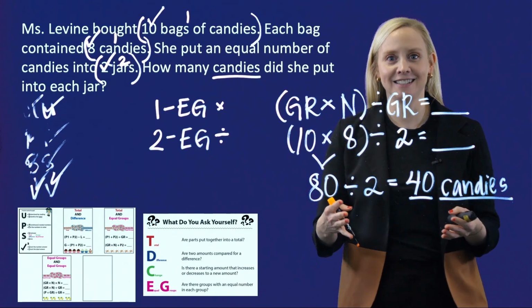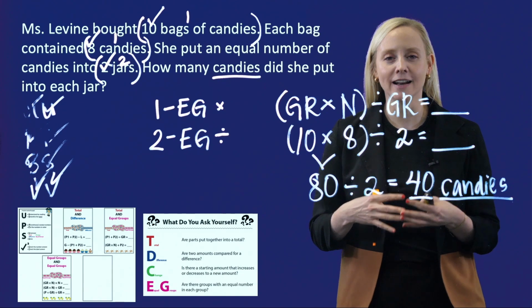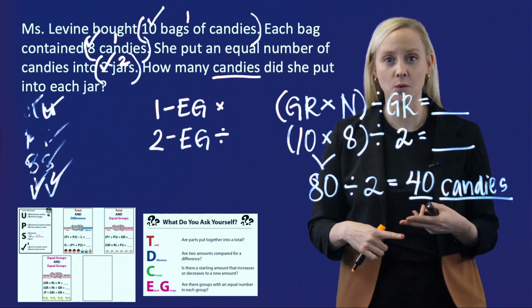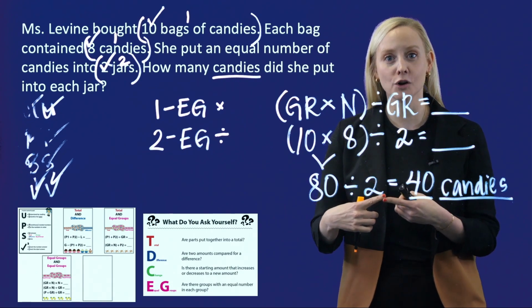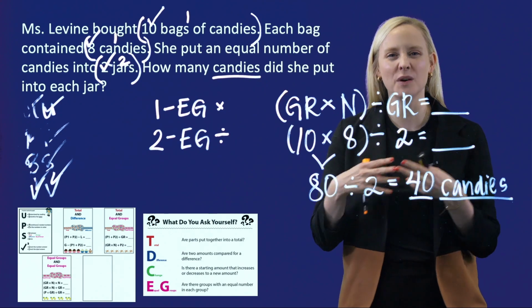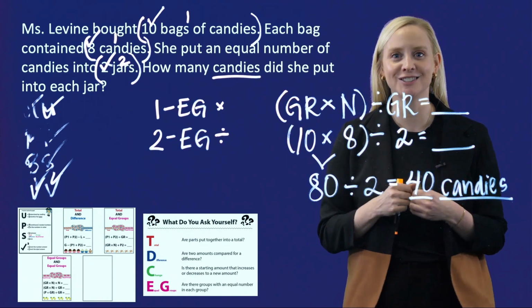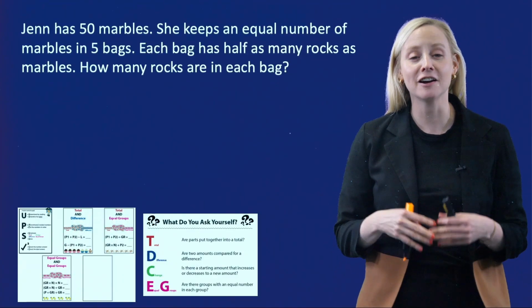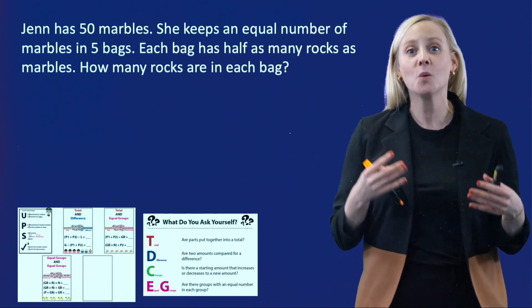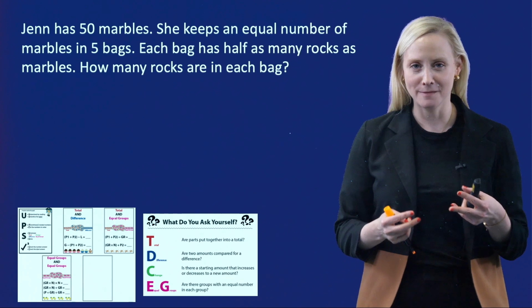Join me in the next example where I will model how to set up and solve a multi-step equal groups problem where we're dividing twice, meaning we have an equal groups problem with a known product followed by an equal groups problem with another known product. I'll see you shortly. So let's take a look at our last example of a multi-step equal groups and equal groups problem with a known product 2 times.